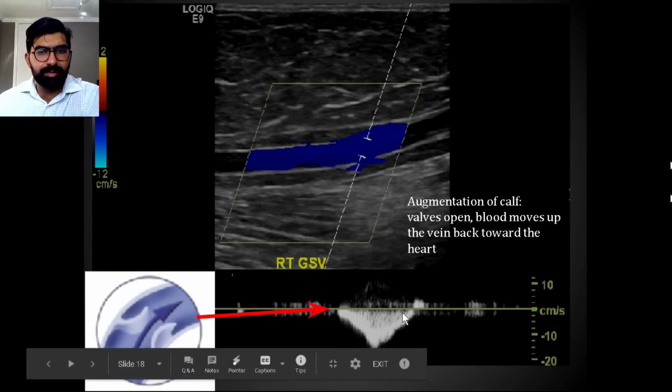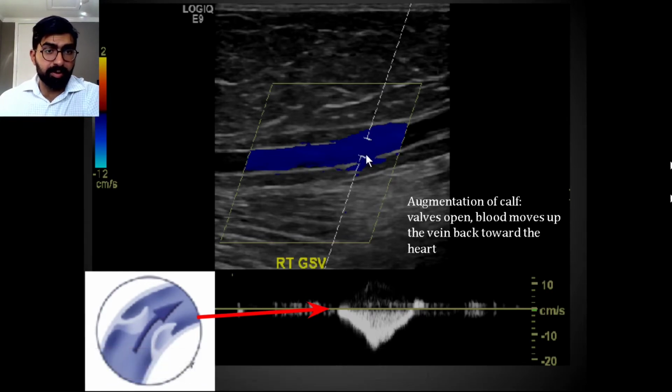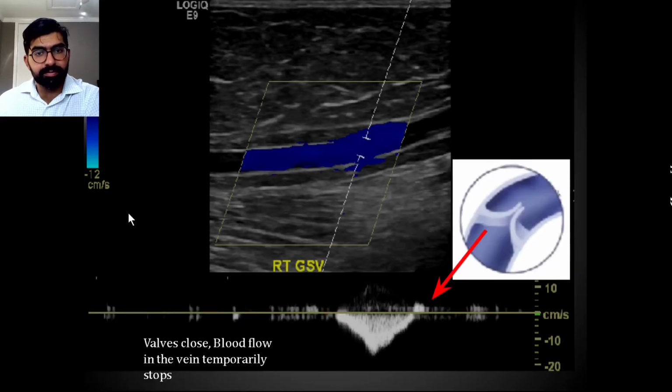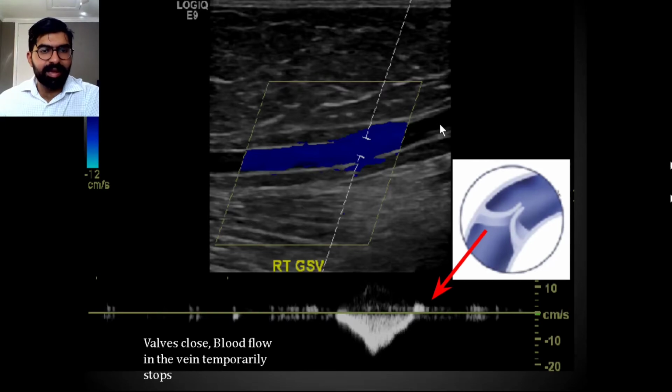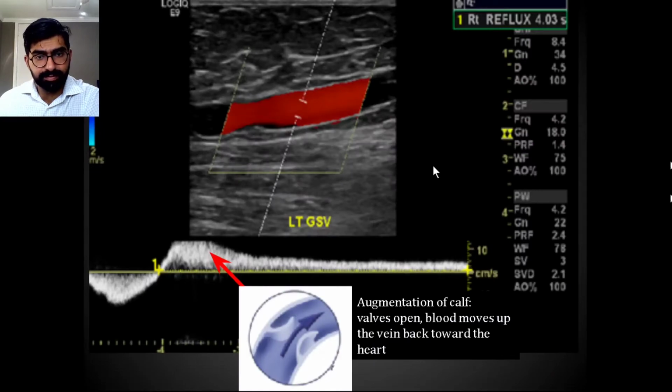But what is really happening? Well, the valves, which as you know are one-way valves, are opening up and allow the blood flow to go back to the heart. But in that instance at the end, you do have a little bit of recoil, which you see as blood flow going back in the opposite direction. These valves shut, and the blood flow in the vein is temporarily stopped. So very interesting concept that you can actually see as you're looking at these venous duplexes.